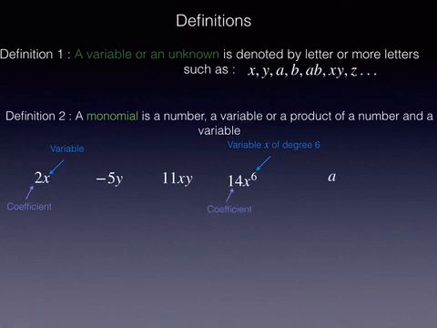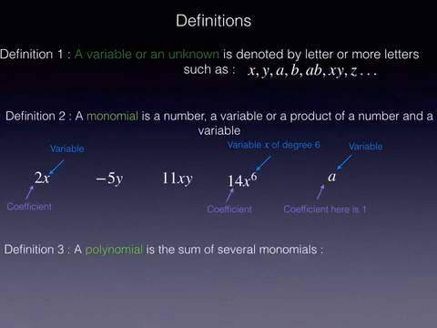a is a monomial. It is also a variable. The coefficient here is 1. When we don't have any number in front of the variable, then we have 1, plus or minus, it depends on the sign. If we have plus a, then the coefficient is plus 1. If we have minus a, then the coefficient is minus 1.